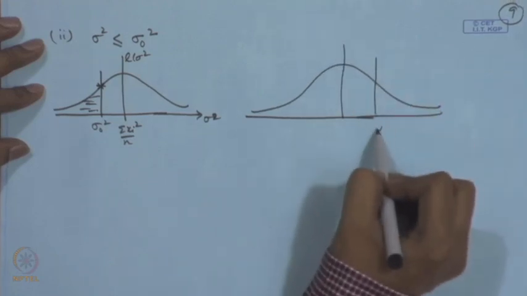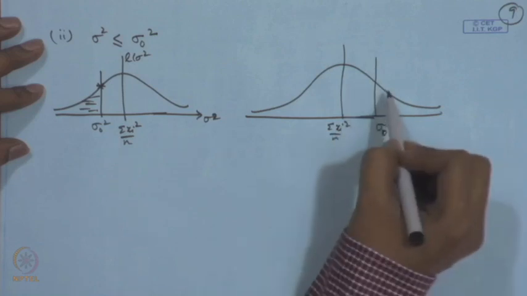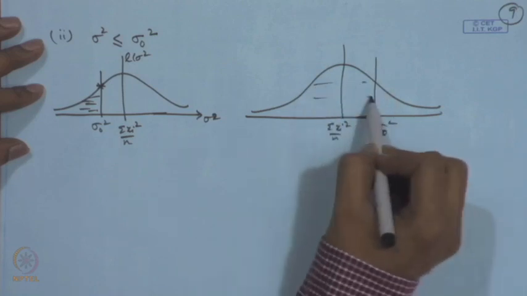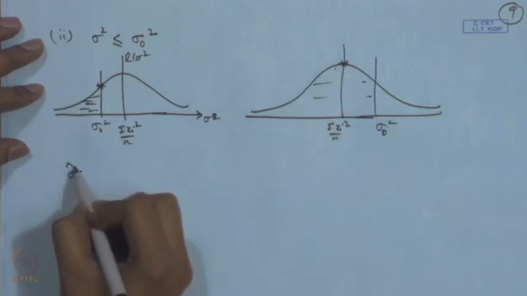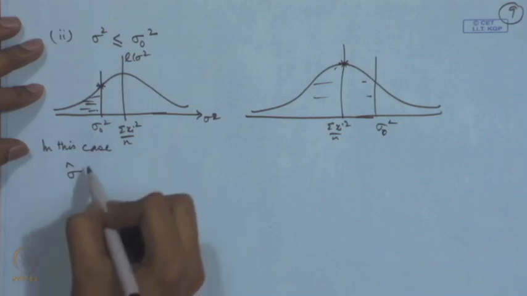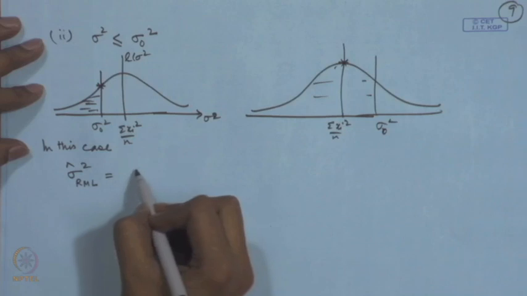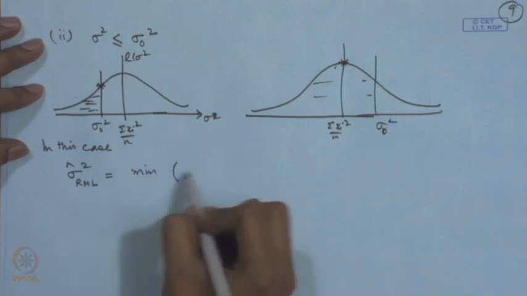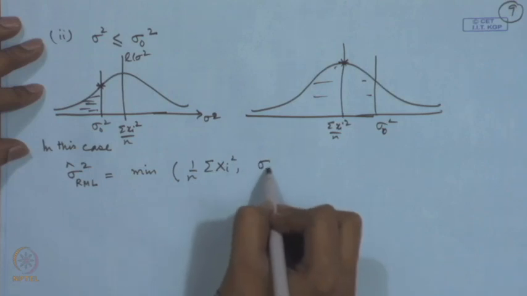if sigma naught square occurs here, then this is our region of maximization and we get the maximum here. So, in this case the maximum likelihood estimator of sigma square will be the minimum of 1 by n sigma x i square and sigma naught square.